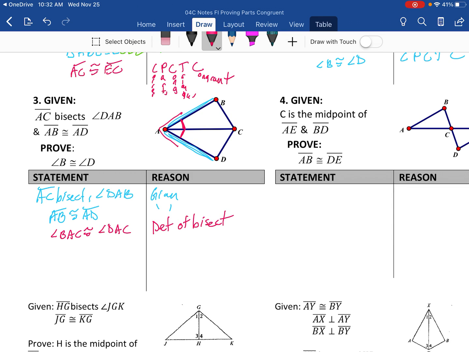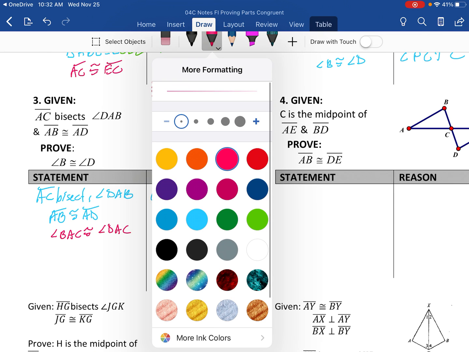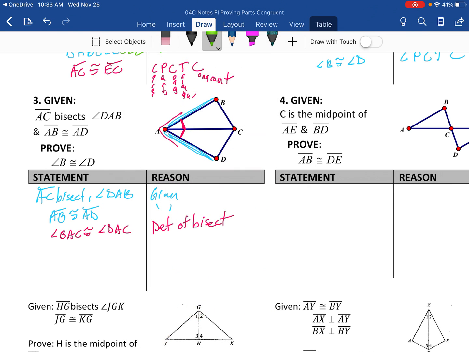Okay. Now we have two things. We need a third thing. I always say look for reflexive property and vertical angles. There's no vertical angles here, but I do know that AC is congruent to AC. Okay, that's going to be reflexive property.